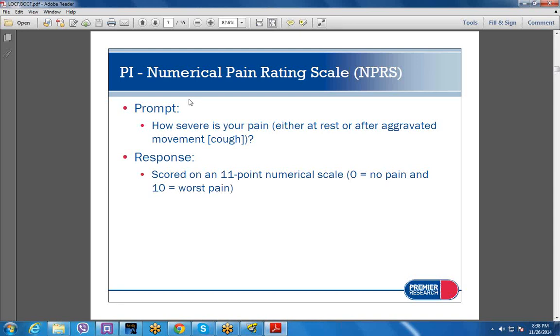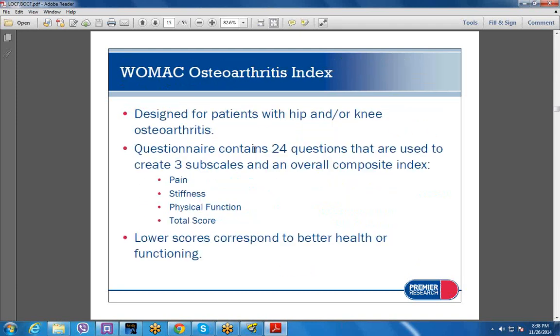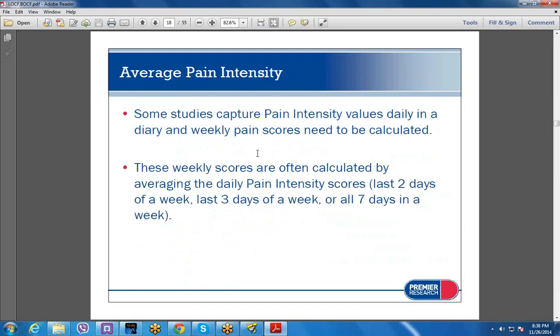But the pain is measured in the NPRS. NPRS means numerical pain rating scale. So there is a scale to measure the pain. So here I am explaining the same content.